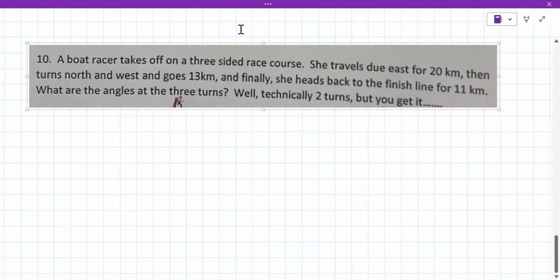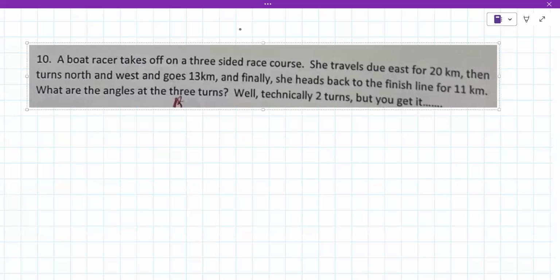All right, a boat racer takes off on a 3-sided course. He travels due east for 20 kilometers, then turns north and west and goes 13 kilometers. Finally, she heads back to the finish line for 11 kilometers. What are the angles at the 3 turns?